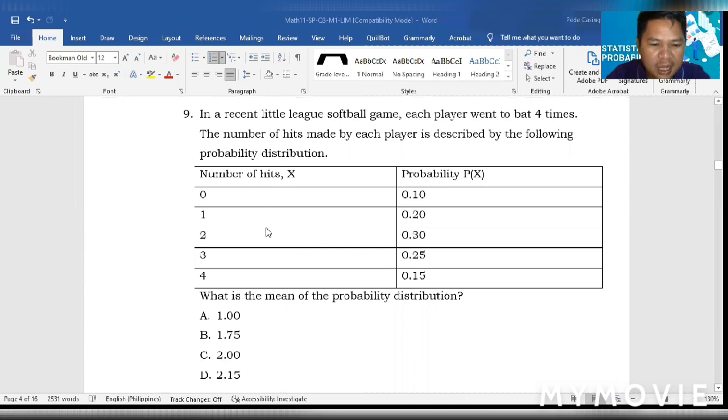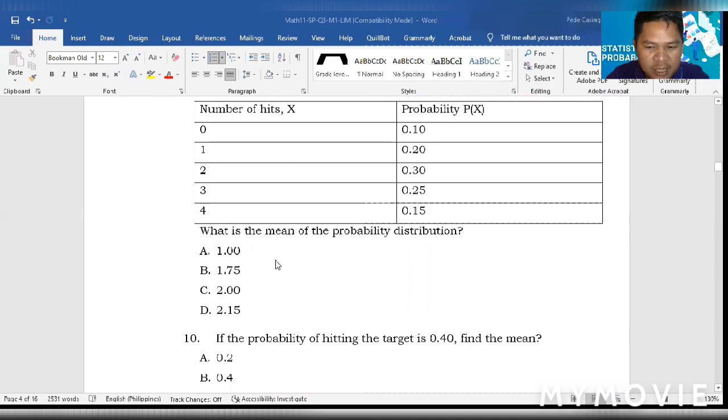Number 9, in a recent Little League softball game, each player went to bat 4 times. The number of hits made by each player is described by the following probability distribution. The number of hits, X, is 0, 1, 2, 3, 4, and the probabilities P of X are 0.10, 0.20, 0.30, 0.25, and 0.15. Question: what is the mean of the probability distribution? A, 1.00. B, 1.75. C, 2.00. Or D, 2.15.